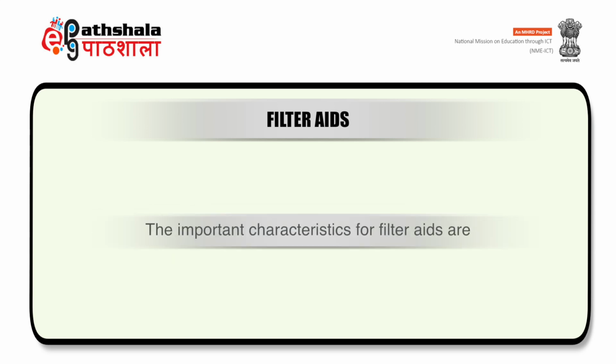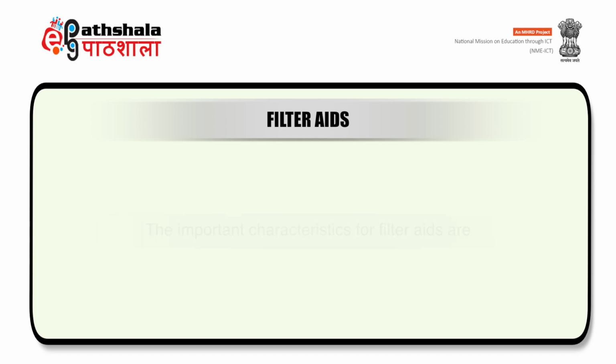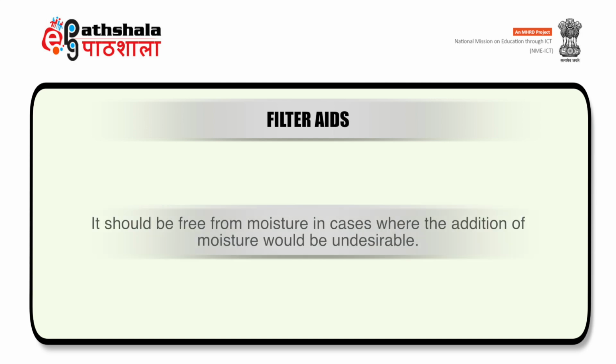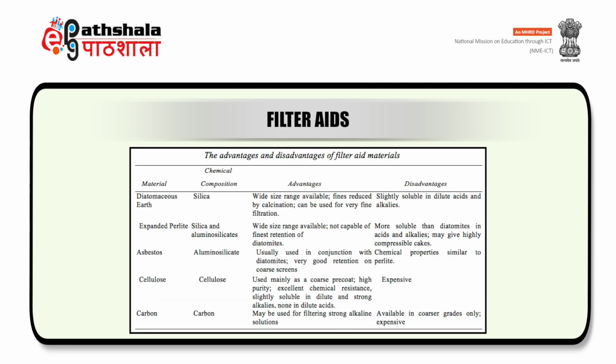The important characteristics of filter aids are: first, they should form a pervious cake. Second, they should remain suspended in the liquid. Third, they should be free of impurities. Fourth, they should be inert to the liquid being filtered. And fifth, they should be free from moisture in cases where the addition of moisture would be undesirable. The table shown on the screen shows various filter aids with their advantages and disadvantages.